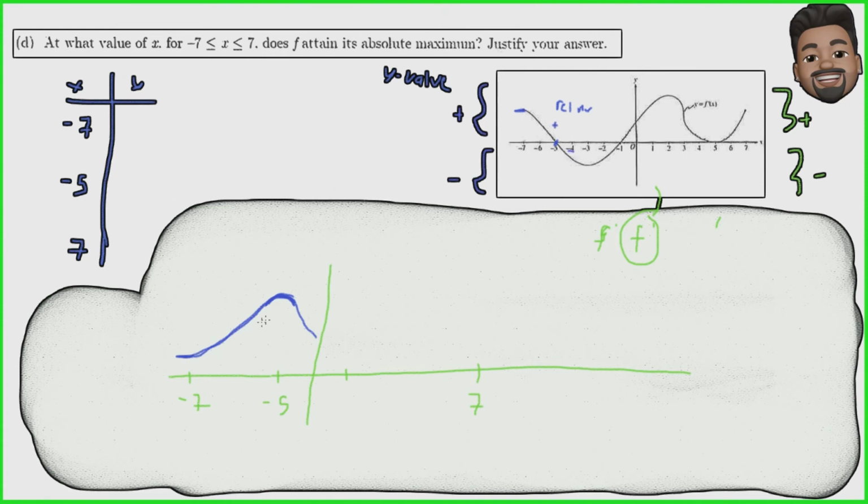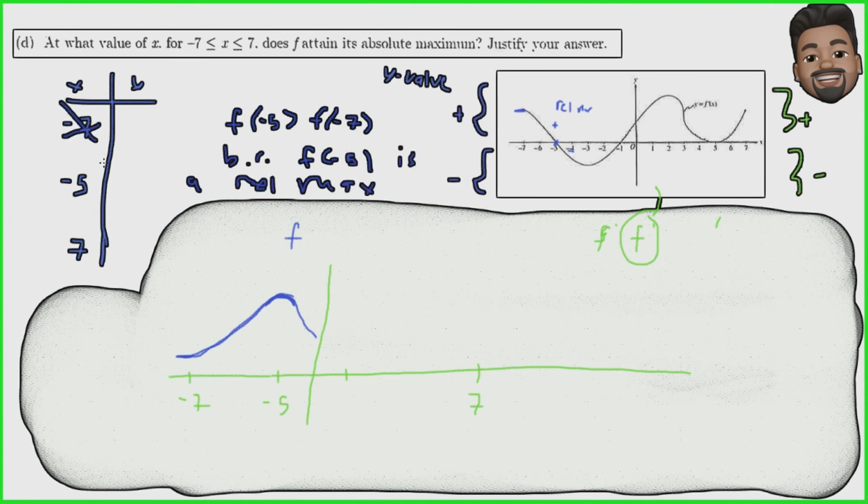So just by drawing the original graph, this is our estimated graph of f, we already know f of -5 is larger than f of -7, because f of -5 is a relative max. -7 cannot be a value we really care about, right? All we really care about now is to compare these next two right here. We need to compare -5 to 7. We need to know which one is bigger, -5 or 7.